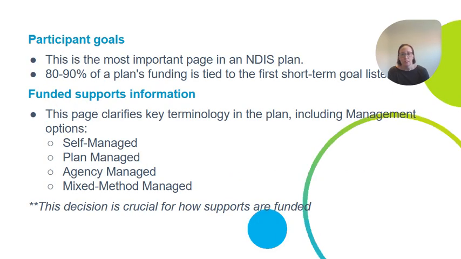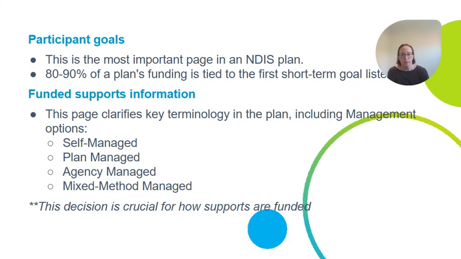Then we look at participant goals. This is the most important page in the NDIS. 80 to 90% of the client's funding is there because of the first mentioned short-term goal. When we look down through the funded supports information, this page clarifies key terminology in the plan. It also talks about management options.